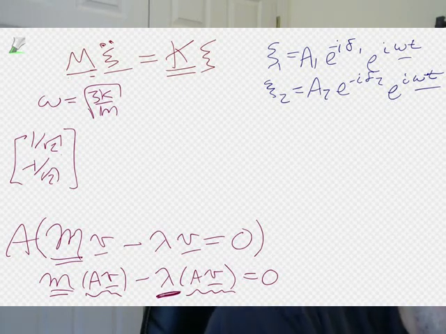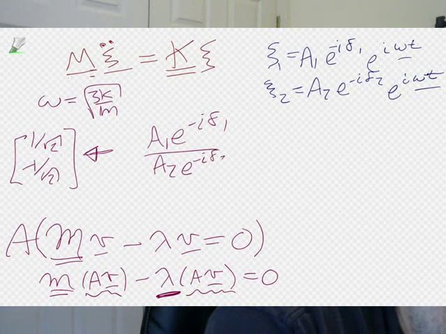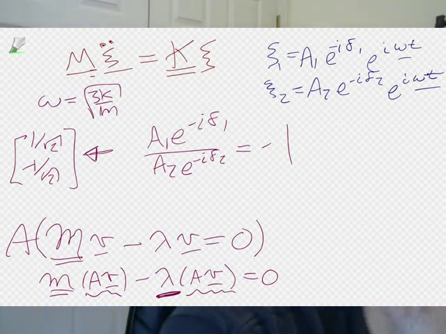So what this really says is that A1 e to the minus i delta 1 divided by A2 e to the minus i delta 2 has to equal negative 1, right? It tells me what the ratio of those two things are. It doesn't say A1 e to the i delta 1 has to be 1 over root 2. It says some constant times that, but then it has to be the same constant on the bottom. So you divide the two out. Anyway, so this is what that really says. So that doesn't give us a lot of ways to figure out how all these things relate to each other.